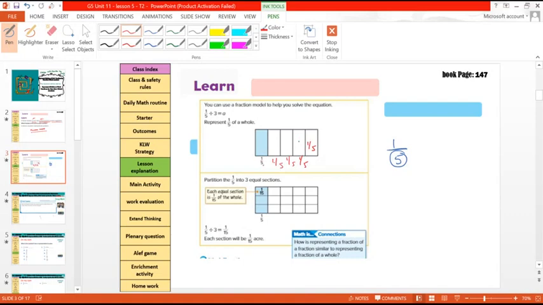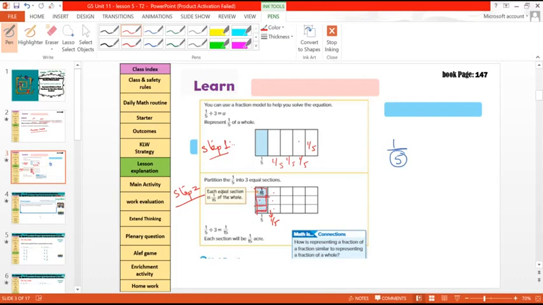Now what the farmer has done is divide one fifth into three equal sections. So this is step one: you are seeing one fifth acre of the land. In step two, he is dividing this one fifth into three equal sections. Each one fifth we can divide into three parts. One, two, three. One, two, three. So each one fifth we will divide into three equal parts.